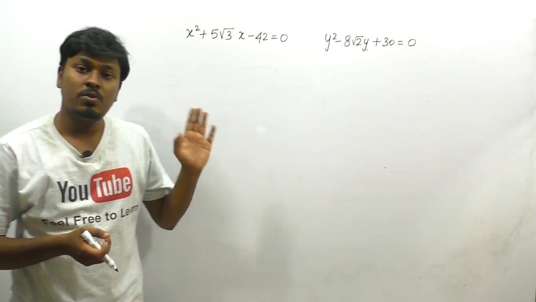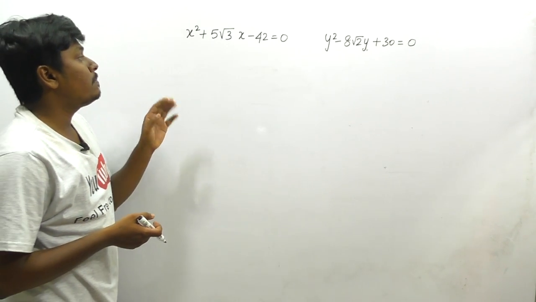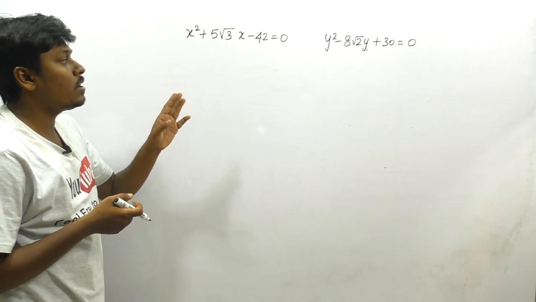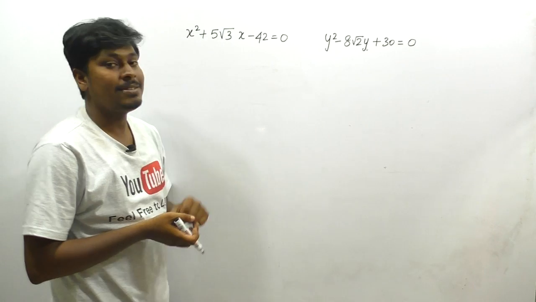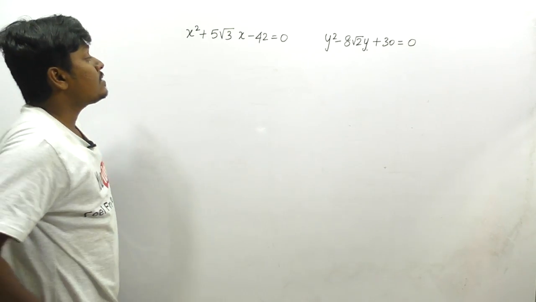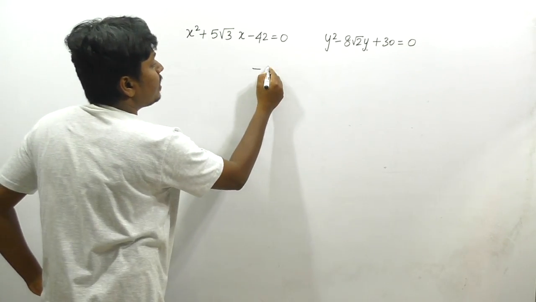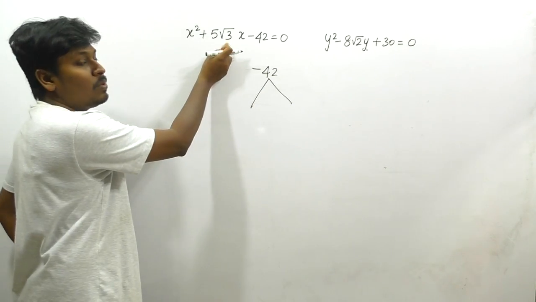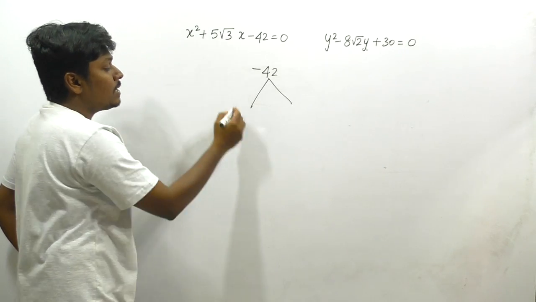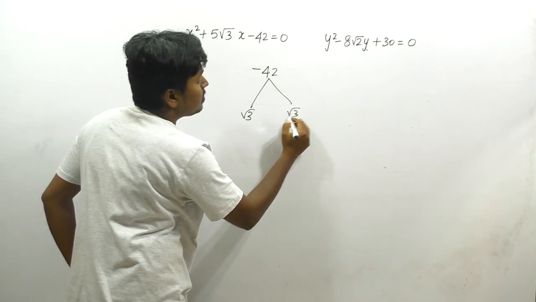Now let me move on to question number 2. x square plus 5 root 3 x minus 42 equal to 0, y square minus 8 root 2 y plus 30 equal to 0. So friends, our step number 1 is to write minus 42, right? After writing minus 42, see the number 5 root 3, so we need to pick only root 3. So root 3, root 3. So this is step number 2.